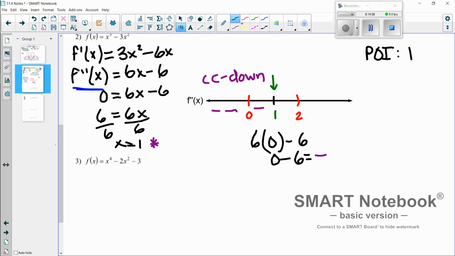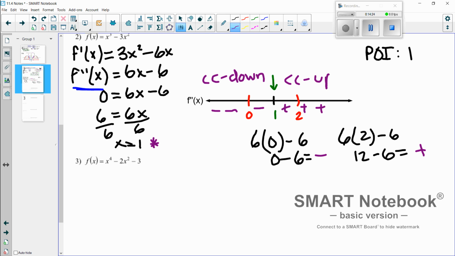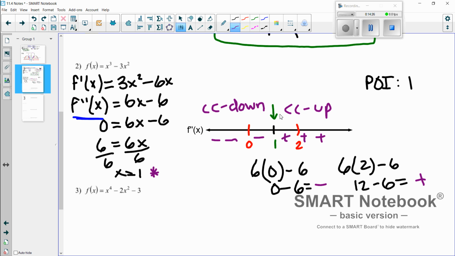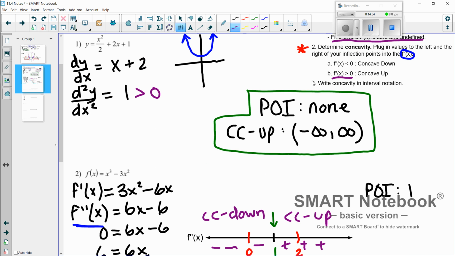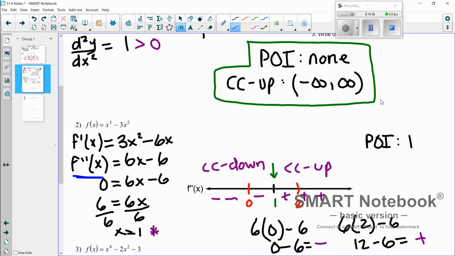Likewise, let's plug in 2. So we have 6 times 2 minus 6, 12 minus 6. Well, that gets me a positive number. So my interval over here to the right of our inflection point is positive. That means I have concave up. So that's how we're going to be using this number line to help us determine our concavity. Now, the last thing to do is write our concavity in interval notation.